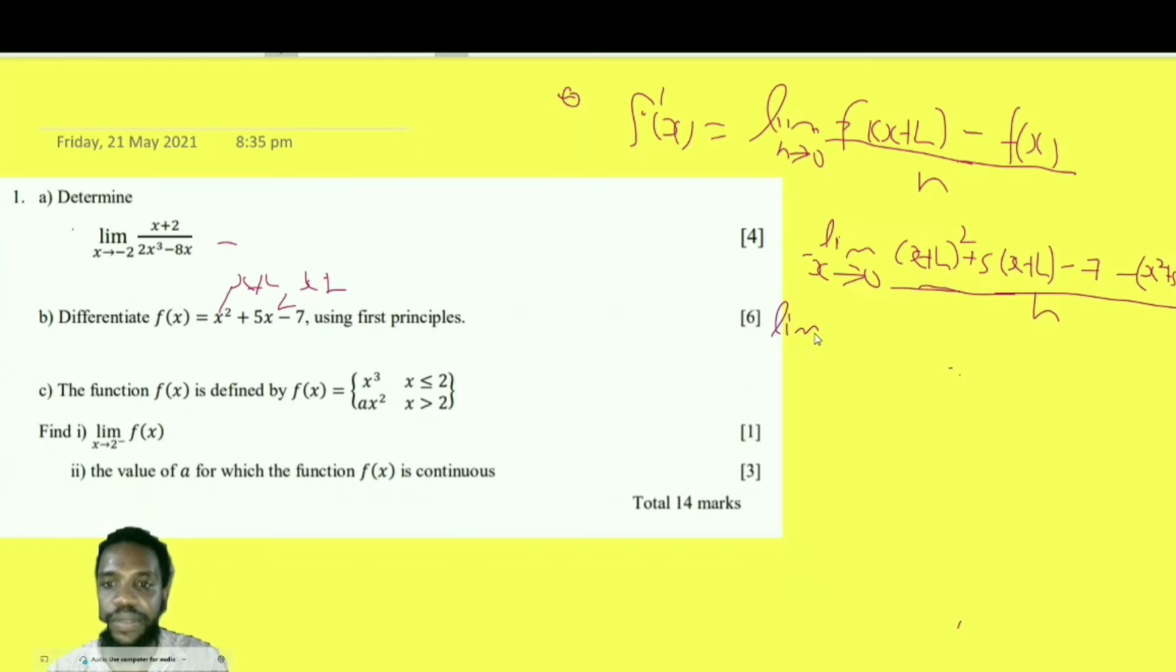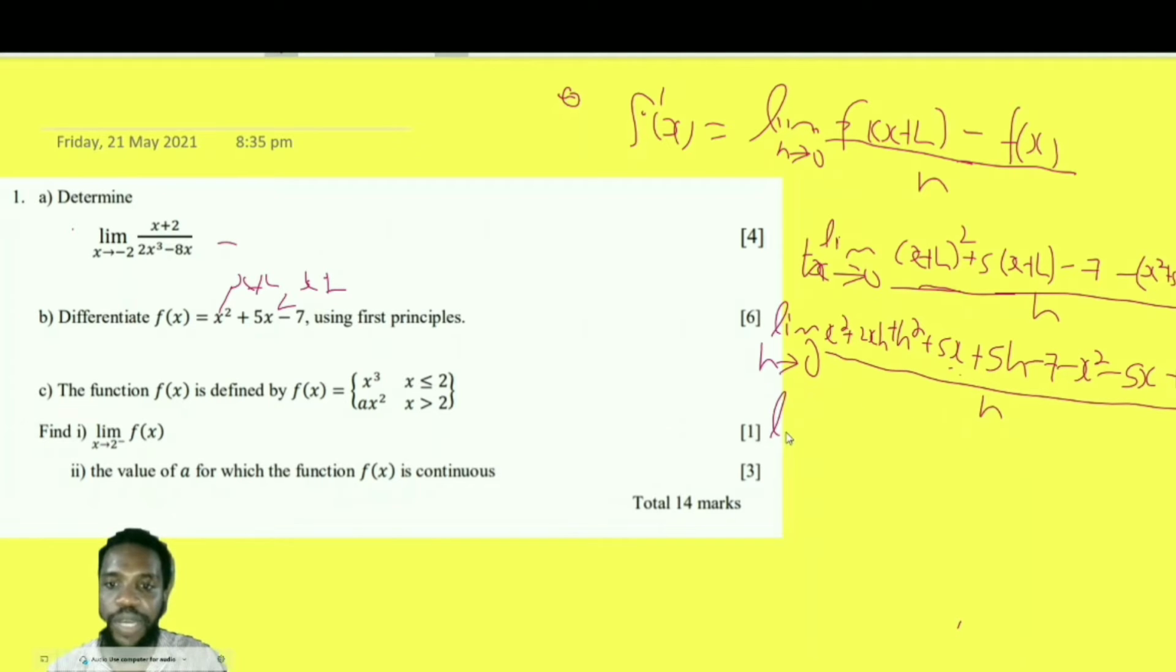So I'm going to have a limit as h tends to 0. This should be h, yeah. This is a perfect square, so I'm going to have x squared plus 2xh plus h squared. We need to know the shortcut for expanding that. Plus 5x plus 5h minus 7. And if I expand this entire bracket, I'm going to end up with minus x squared minus 5x plus 7 all over h. Coming down, I'm going to have a limit as h tends to 0.